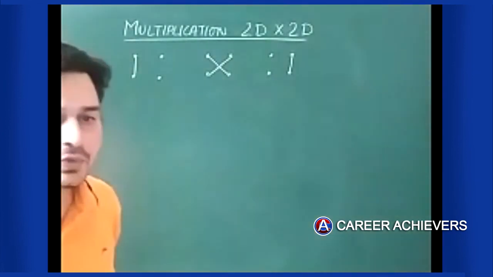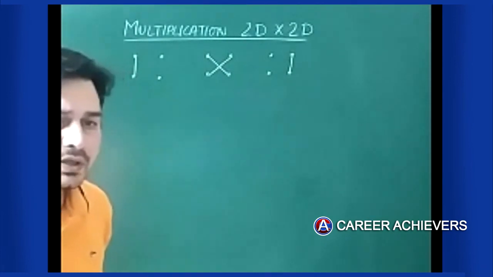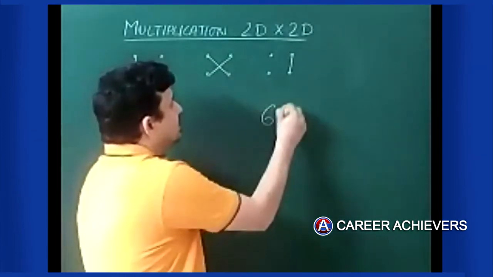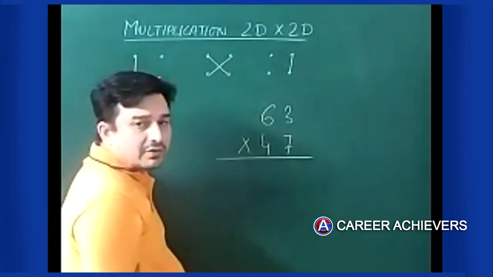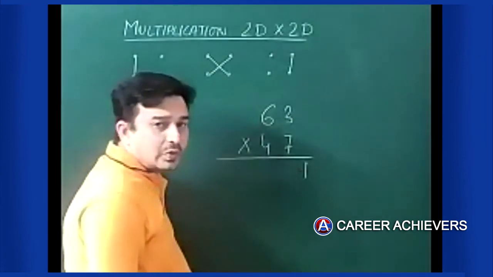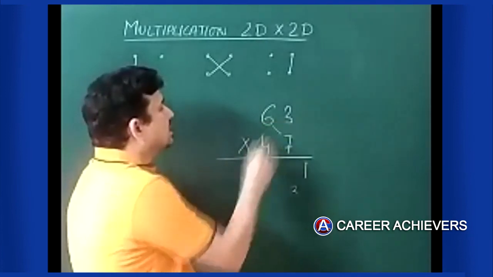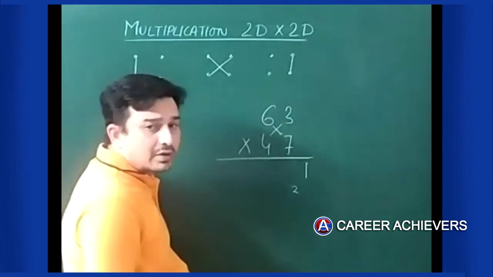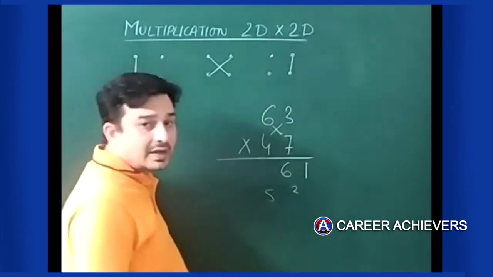In each step, you are allowed to write one digit and the second digit will go as carry. So let us take an example. Say the example is 63 into 47. So the first step is going to be 3 times 7, which is 21. So I can write just one digit. I will write 1 and 2 will go as carry. Now 7 times 6 is 42. 42 plus 12 is 54. Plus 2 from carry, it becomes 56. I will write 6. 5 will go as carry.